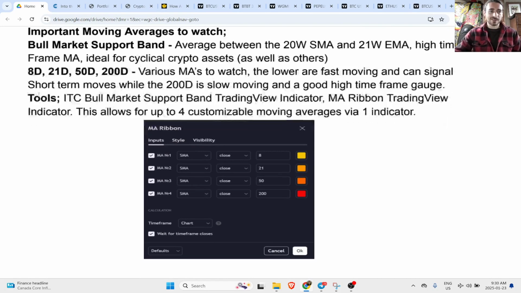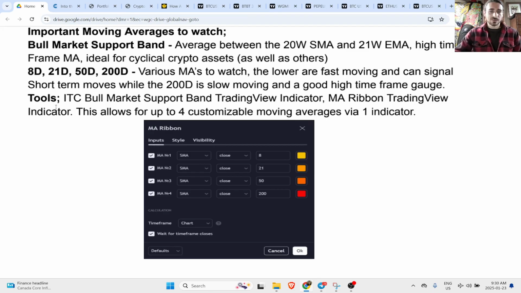Other moving averages I do watch: the 8-day, the 21-day, the 50-day, and the 200-day. Obviously, the lower the time frame, the faster moving they are and they signal short-term moves, while the higher time frame is slow moving and signals the long-term trend.